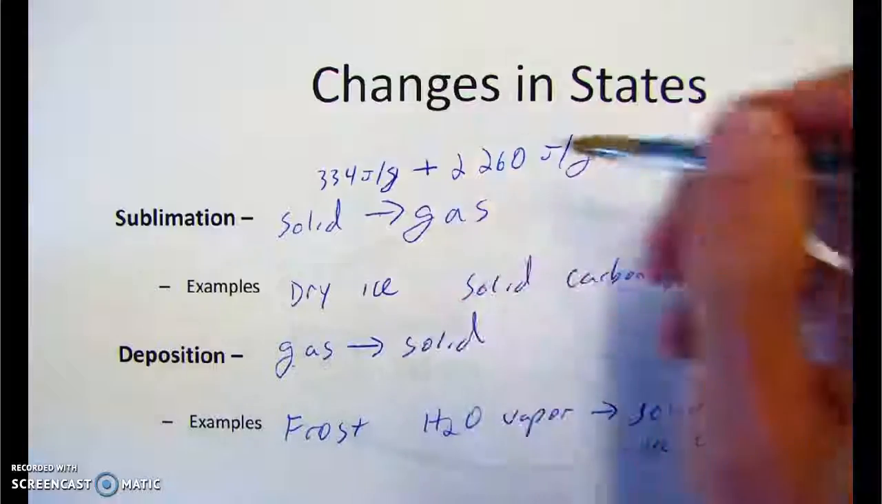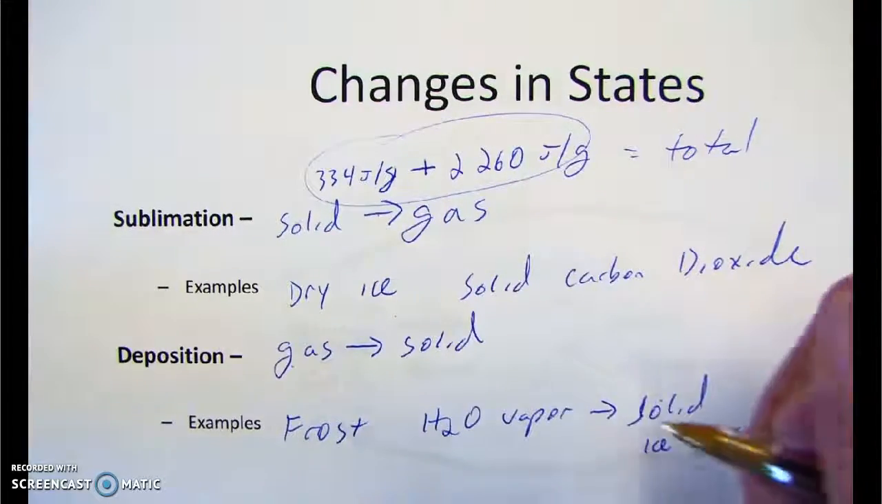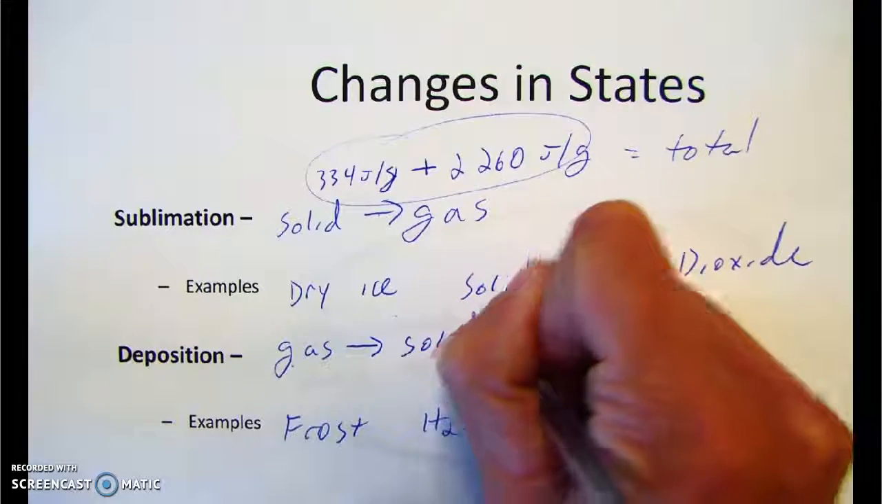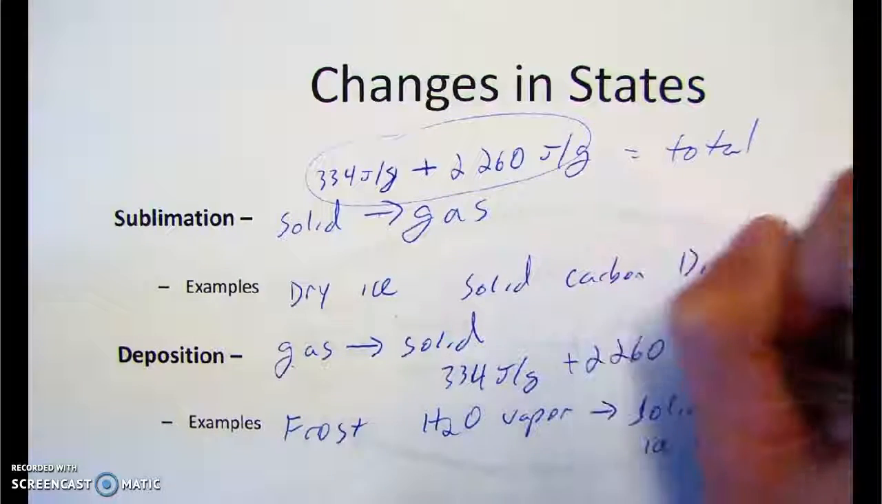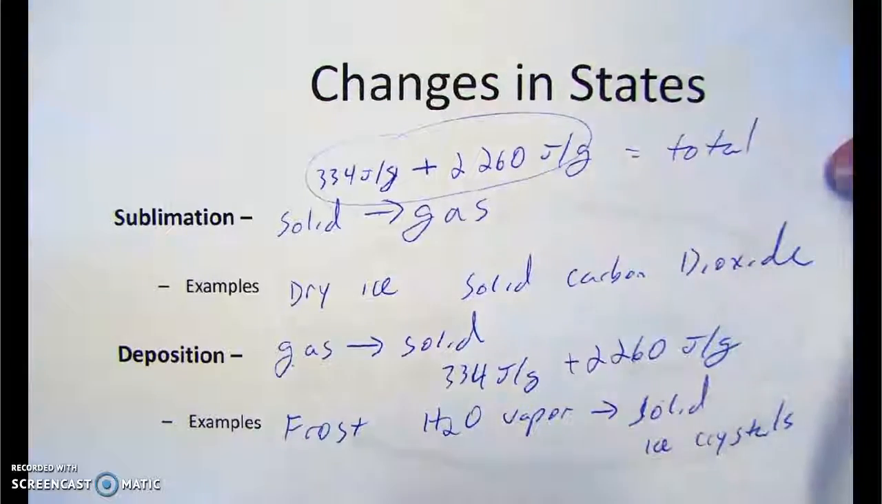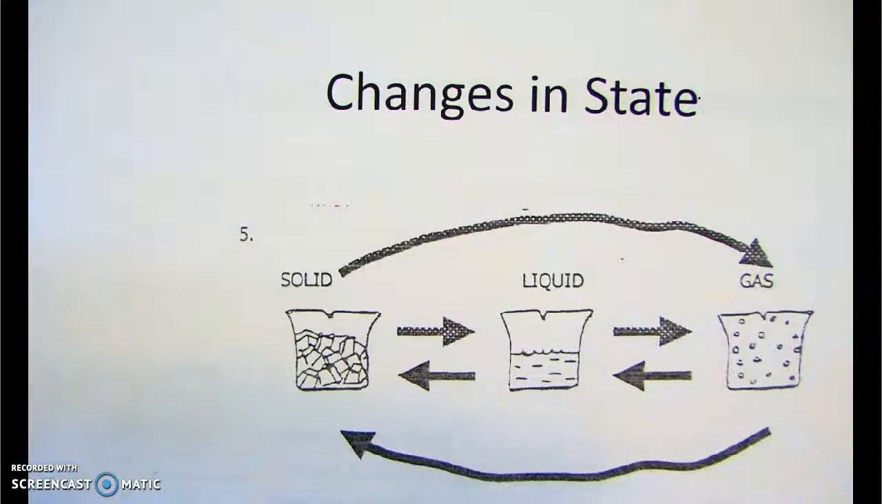And it's the same amount of energy, only now we're going the opposite direction. So it's going to be 334 joules per gram plus the 2,260 joules per gram. But the direction is going the other way. Instead of going from a solid to a gas, now we're going from a gas to a solid. So let's just summarize this all on this chart.